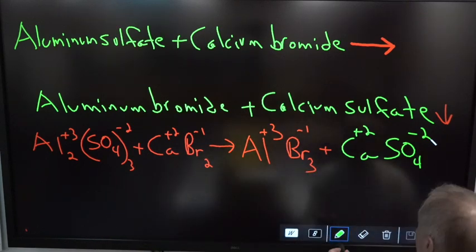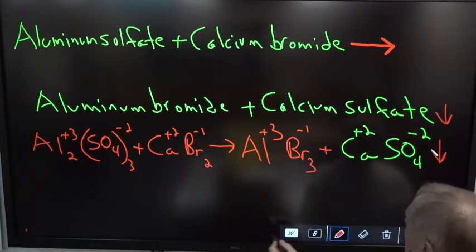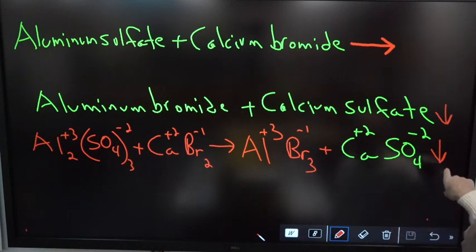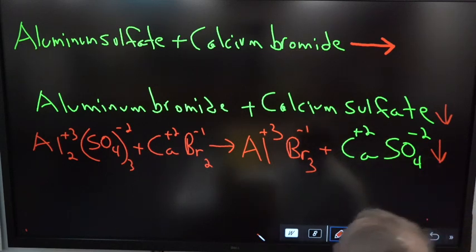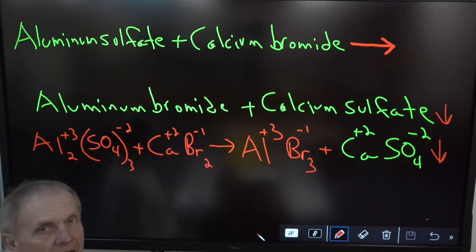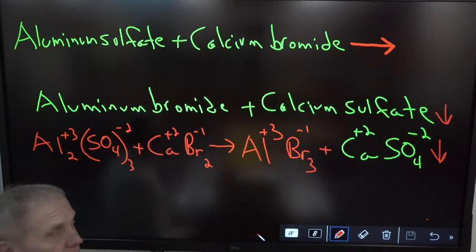So now we have this. Now we know that calcium sulfate falls out. Put an arrow down. It's a precipitate. The reaction goes one way like we said before. Now we have to balance the equation. And I like to balance it by polyatomic ions. That's probably the easiest way.